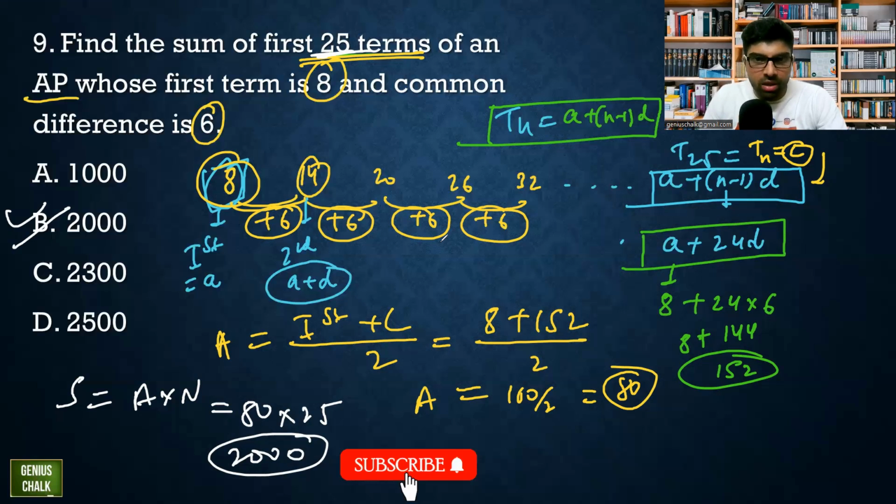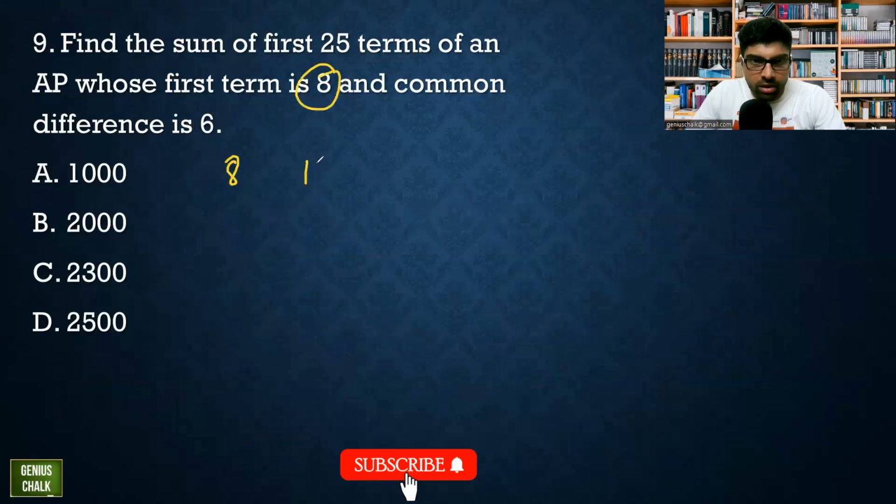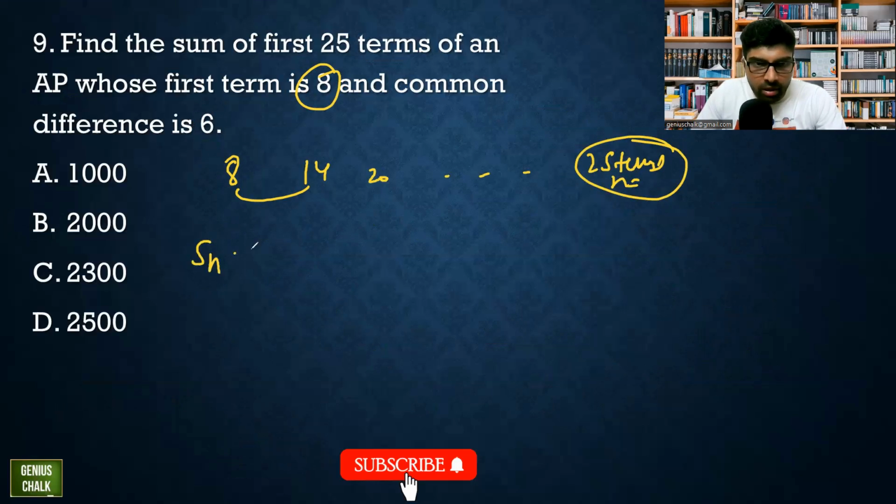The second way is that you can directly apply the sum formula if you remember it and get your answer. What is the first term? 8. Next is 8 plus 6, 14, then 20 and so on. How many terms? 25 terms. So n value is 25. The sum formula is directly this.